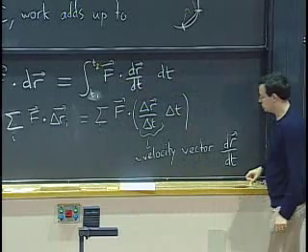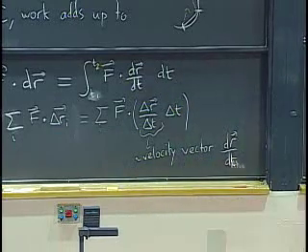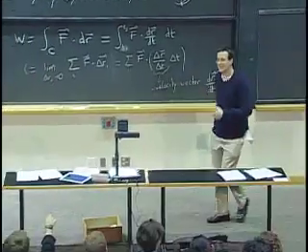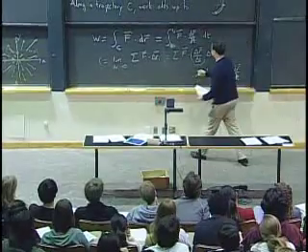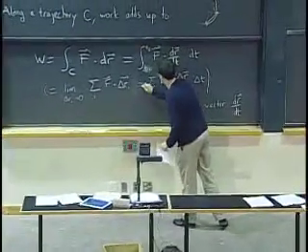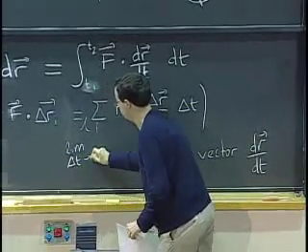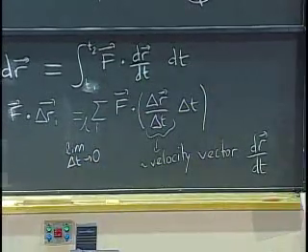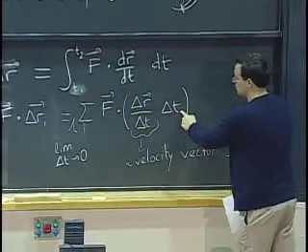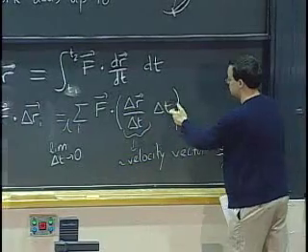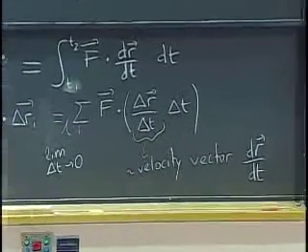Okay, I see a lot of confused faces. So let's do an example, and then I will ask you. So here I need to put a limit as delta t tends to 0. I cut my trajectory into smaller and smaller time intervals. For each time interval, I have a small motion, which is essentially velocity times delta t, and then I dot that with a force, and I sum them.